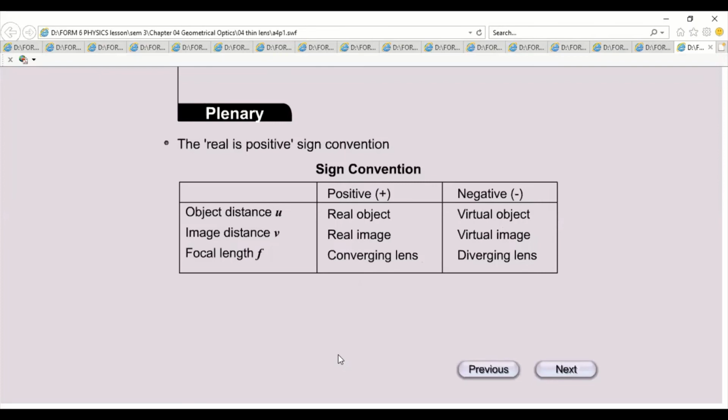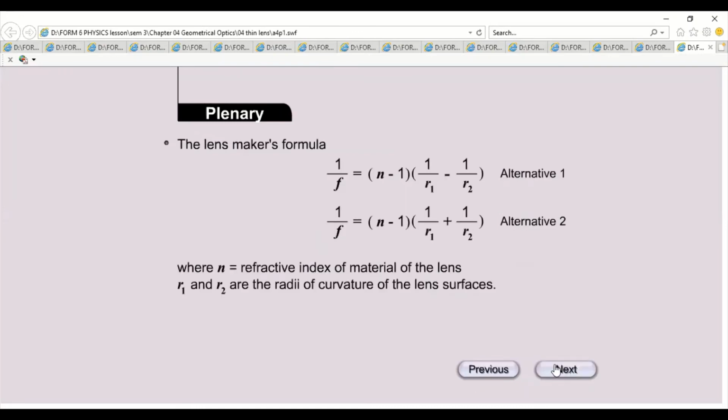The real-is-positive sign convention: for the object distance u, positive for real object, negative for virtual object. Image distance v, positive for real image and negative for virtual image. For the focal length f, positive for converging lens and negative for diverging lens.